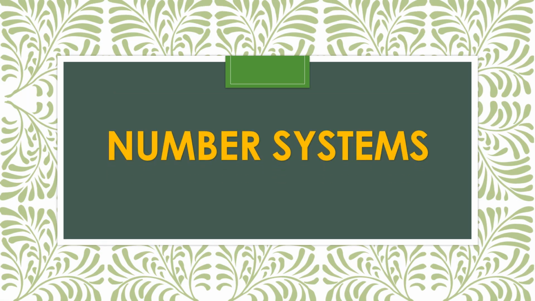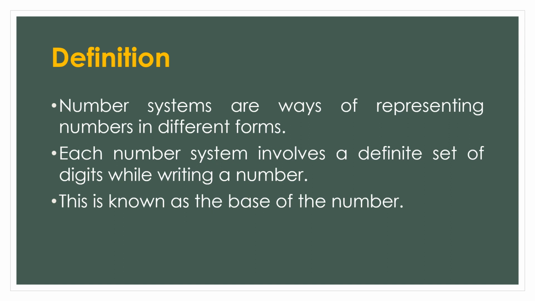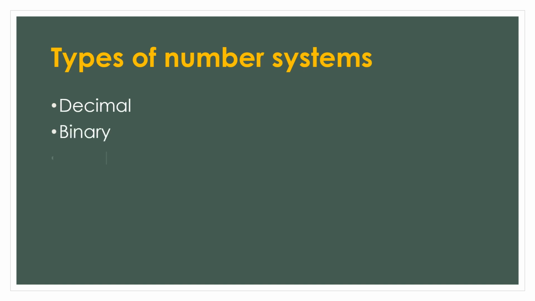Number systems. Number systems are ways of representing numbers in different forms. Each number system involves a definite set of digits while writing a number. This is known as the base of the number. There are 4 types of number systems: decimal, binary, octal and hexadecimal.